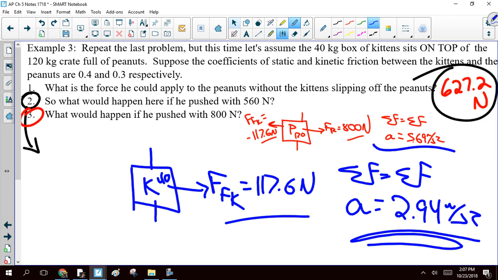Okay? A lot of stuff to keep track of here. Okay? I think the big thing to notice in this last example is that because your objects are moving with different accelerations, there's not a lot of practical value in treating the peanut-kitten system as one system. You really need to treat them separately.